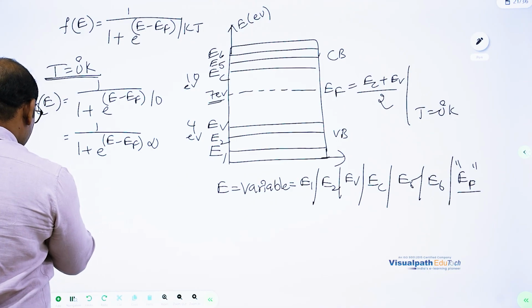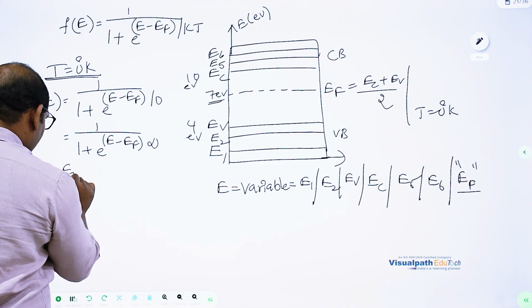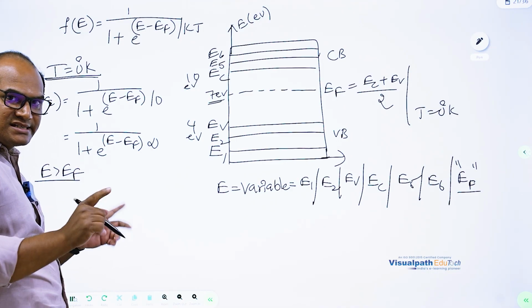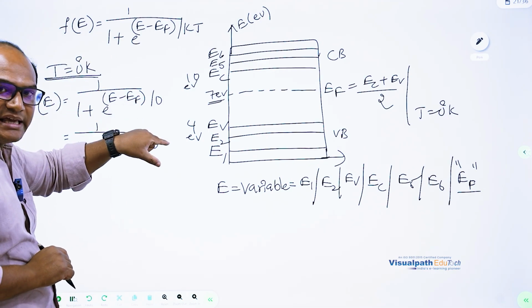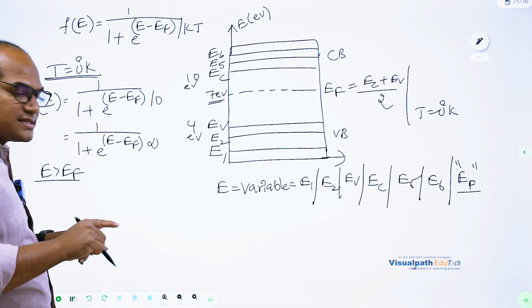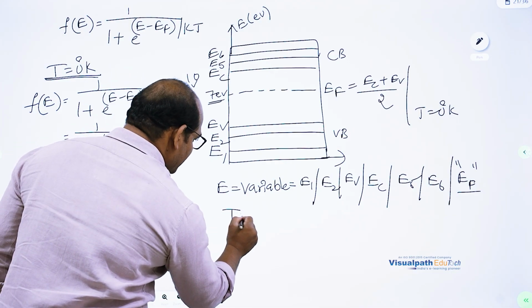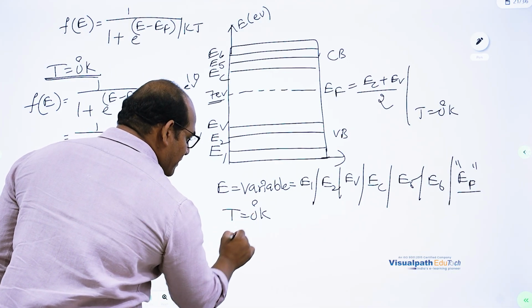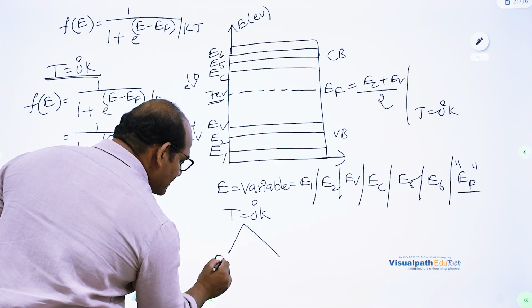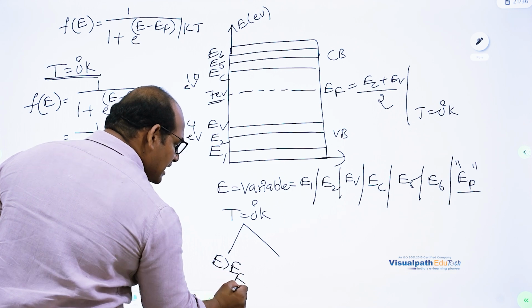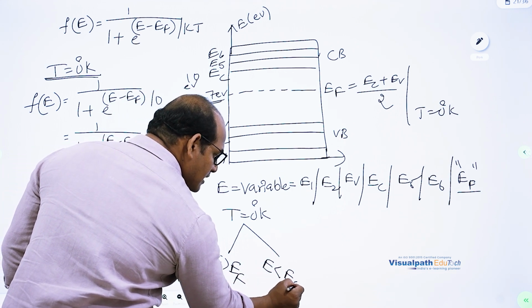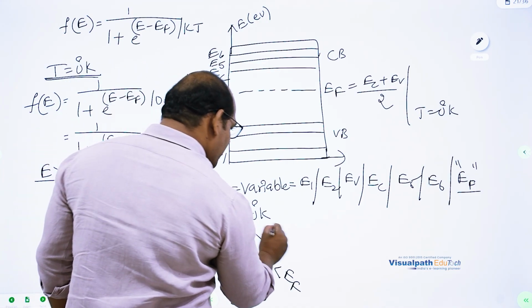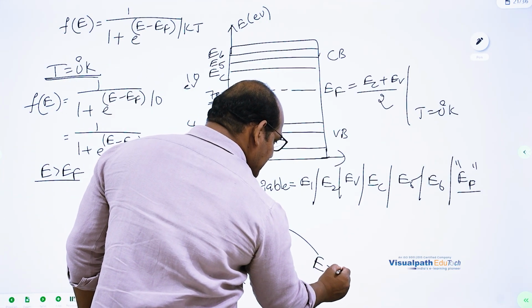So how I am taking is when E is greater than EF. Two conditions here. We are working under T is equal to 0 degrees Kelvin only. In that, I am taking two subcases. Okay, we are working for T is equal to 0 degrees Kelvin. But one time I will take all the energy levels which are greater than the Fermi energy level. Second time I will take all the energy levels which are less than EF. Third case also you can take if you want, that is energy is exactly equal to EF.